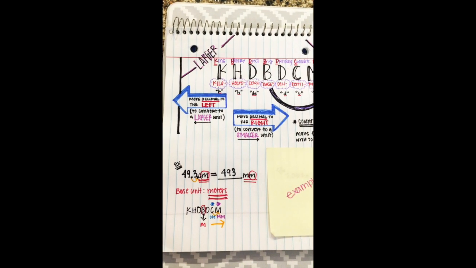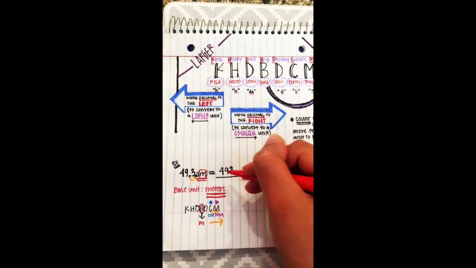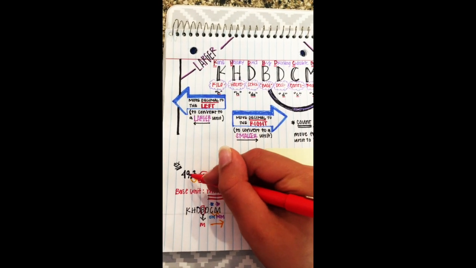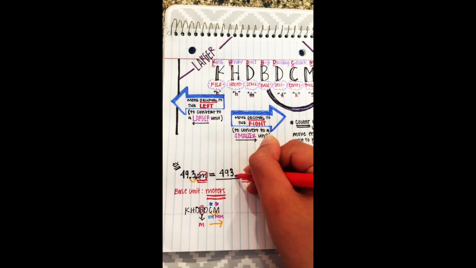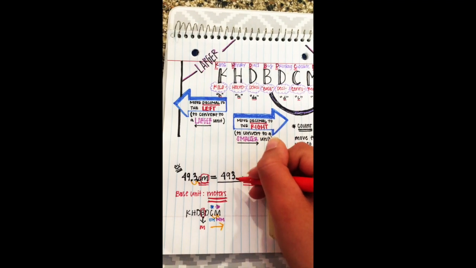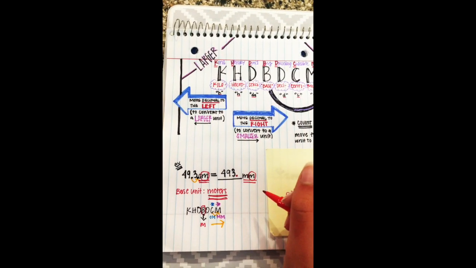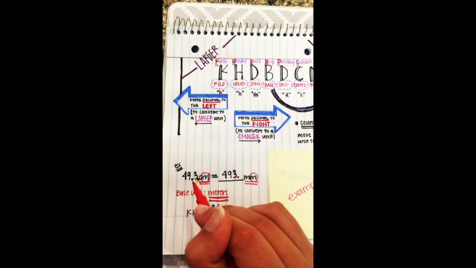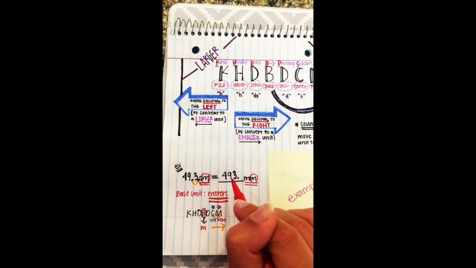So now my number is, instead of 49 3/10, it's 493. All right, so you see how we move the decimal one place value over? So 49 3/10 centimeters is equal to 493 millimeters.